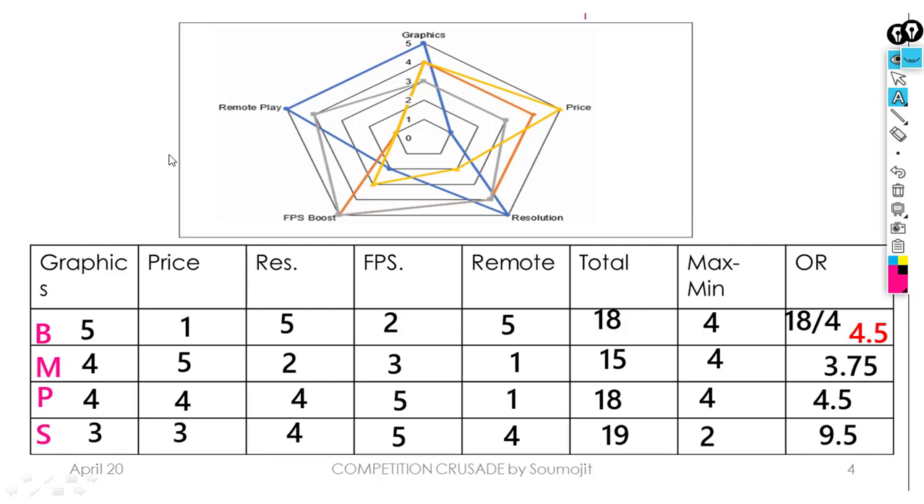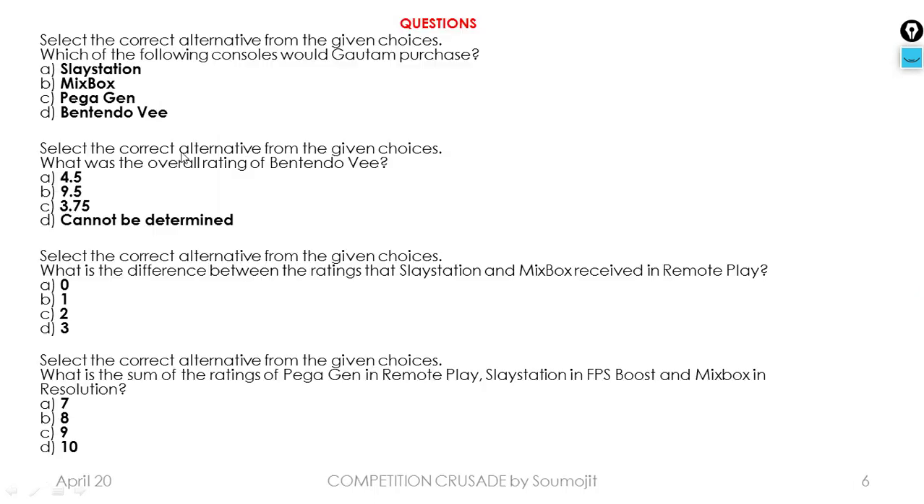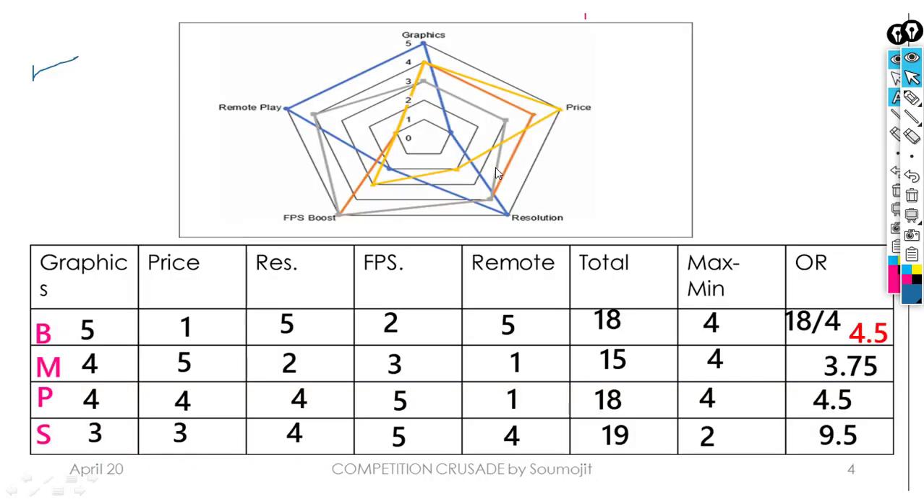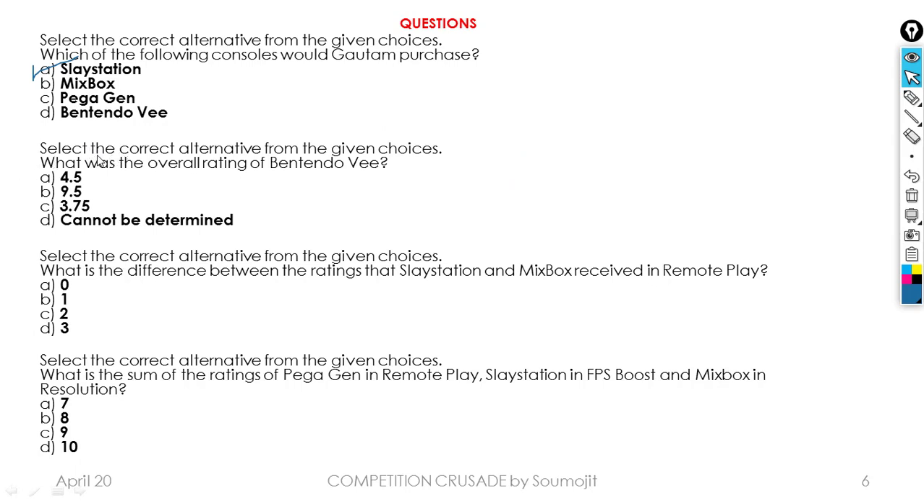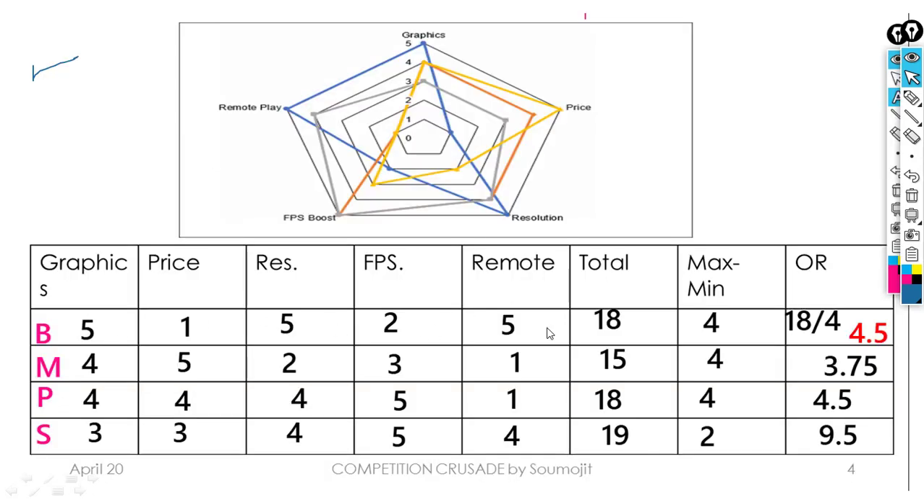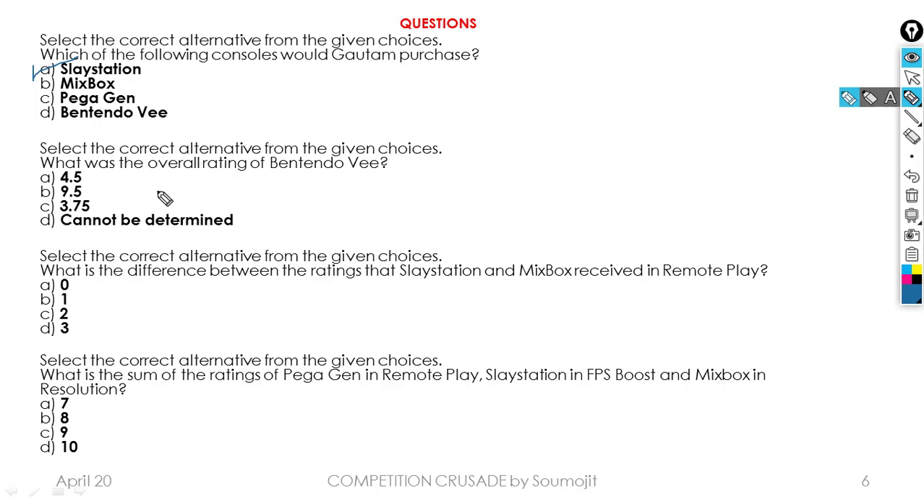By this point, I think we are able to now solve the questions. The first question basically says, select the correct alternative from the given choices. Which of the following consoles would Gautam purchase? So Gautam will for sure purchase Slay Station because Slay Station has the highest overall rating. We know that. That is a good one. The next question is, what was the overall rating for Nintendo Wii? Okay, so the overall rating for Nintendo Wii is 4.5. Okay, so we will tick this. This was an easy one.